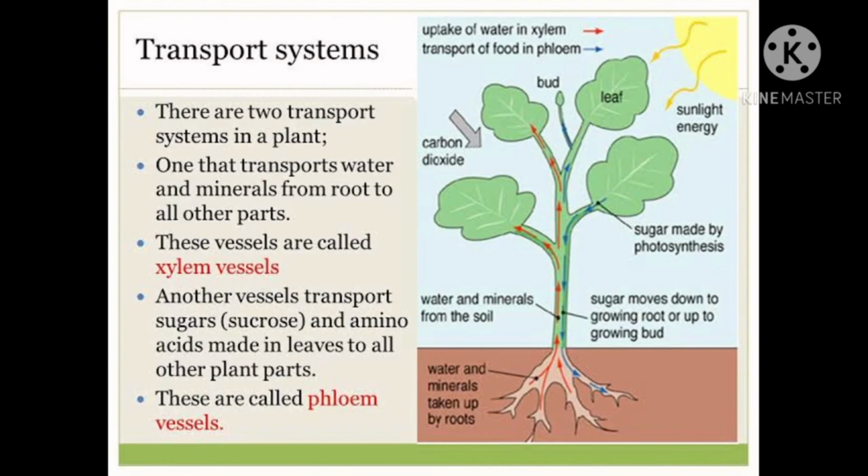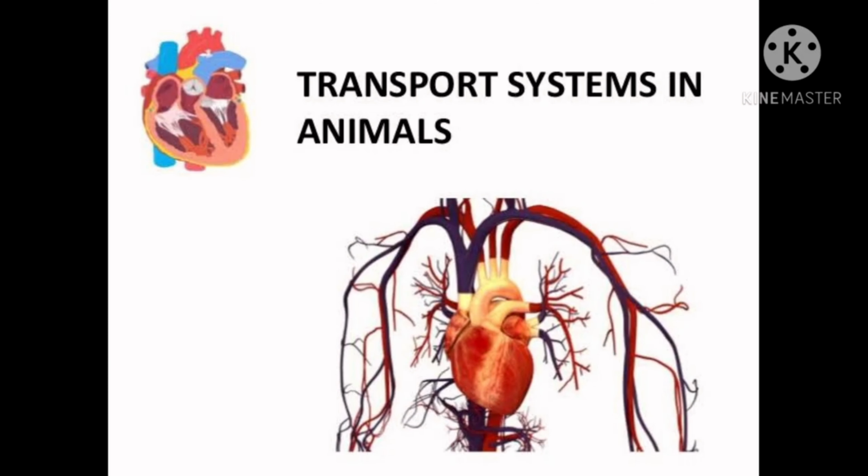The other thing which I wanted to tell you is that the phloem lies in the outer region, that is in the bark, whereas the xylem lies in the inner hard region. So children, this is all about transportation in plants. Now, the transportation system in animals.